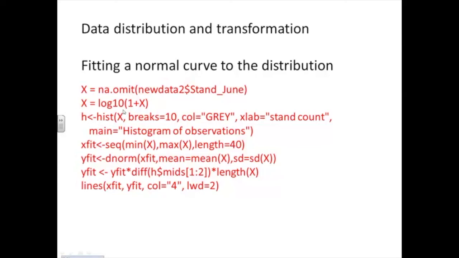In this case, notice that there's two things that I've done here. One is that we have some missing data in our data set. And so we can use this na.omit to remove missing data, because the mean and the standard deviation commands here won't work with missing data. So we have to remove that. Then the other thing that I'm doing is setting x to the log 10 of 1 plus x. So it's a transformation of the data.